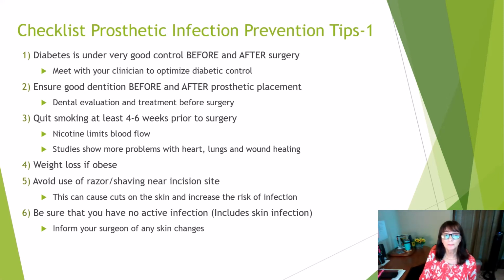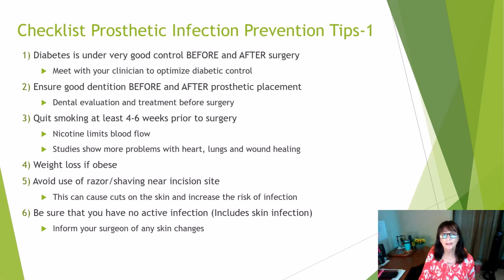So here's your 10-point checklist for prosthetic infection prevention tips. Diabetes must be under very good control before and after surgery. Meet with your clinician to optimize diabetic control. Some of the guidance indicates having a blood sugar under 200, but I would feel better if your blood sugar was under 160. Ensure good dentition before and after your prosthetic placement. This includes going to the dentist and getting any dental work performed before your surgery.